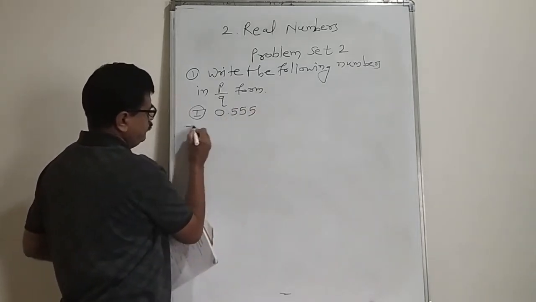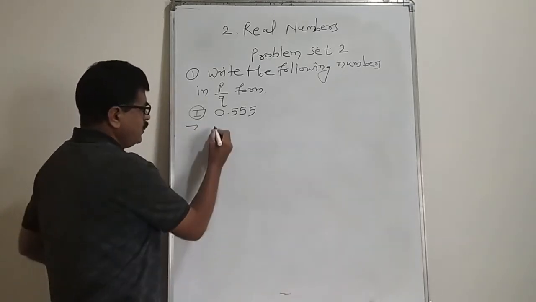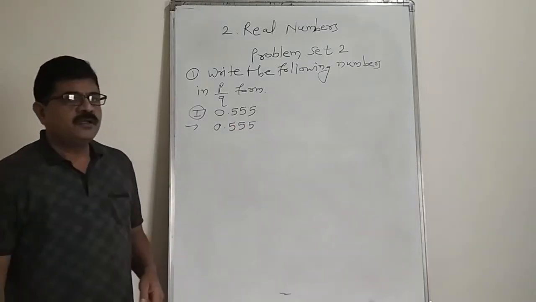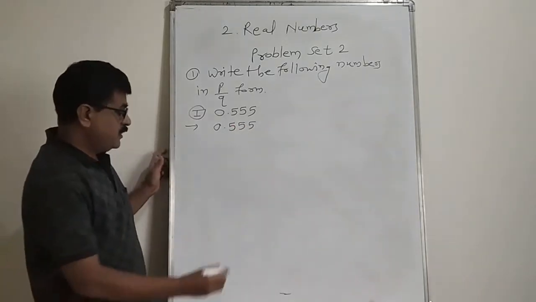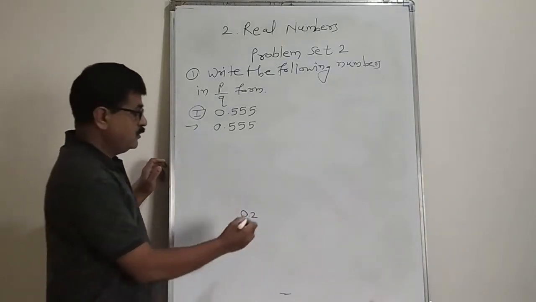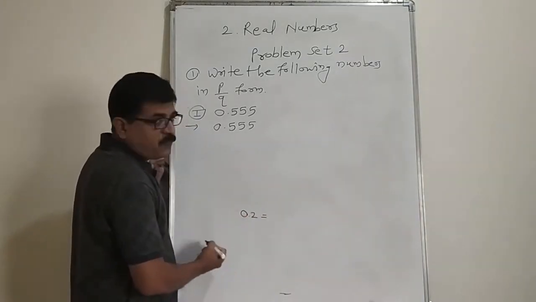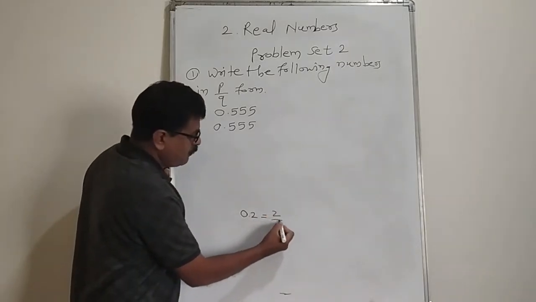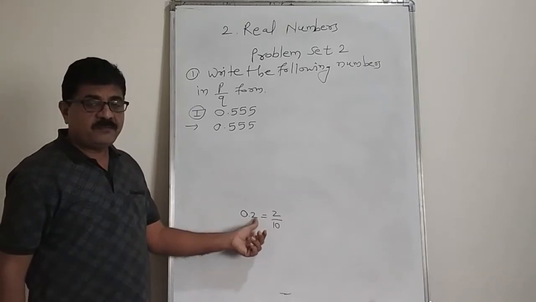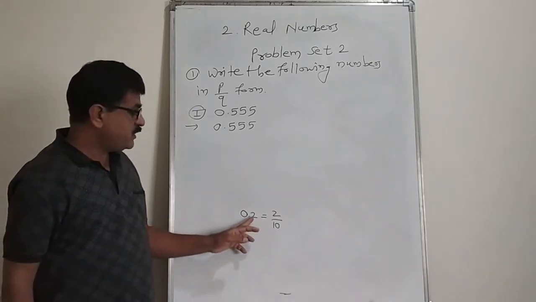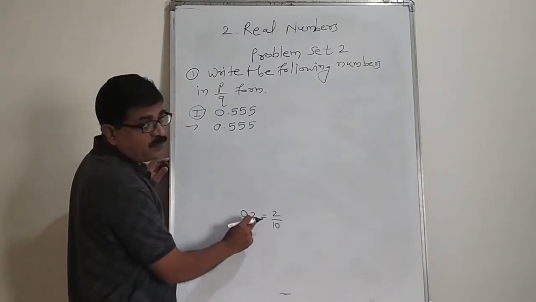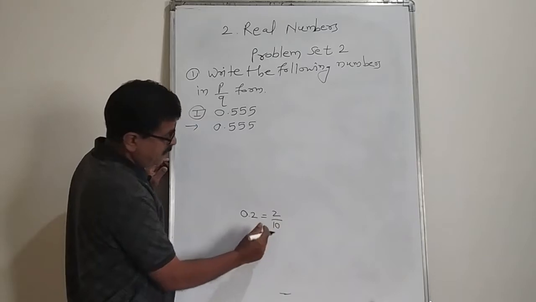0.555. Write down the given number as it is. Now we know that if we have 0.2, which is written in P upon Q form as 2 upon 10. Here there is one digit after the decimal point, therefore we divide by 10.